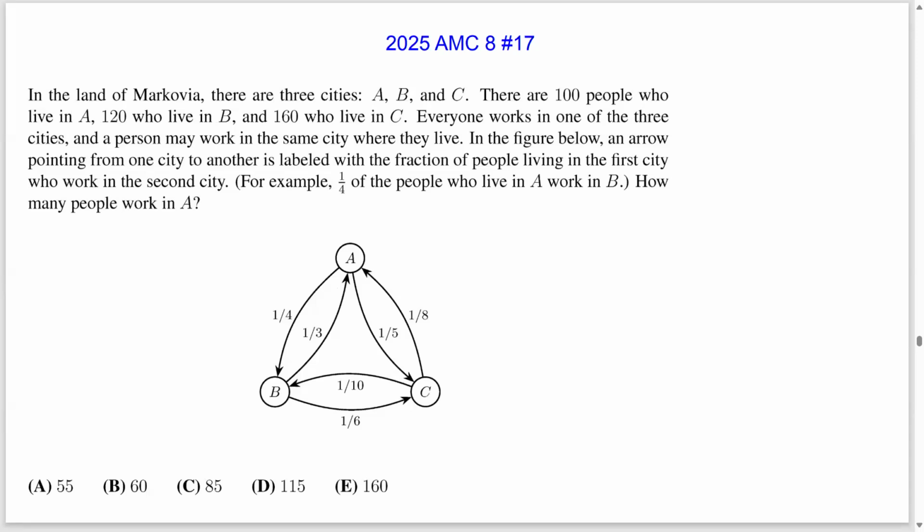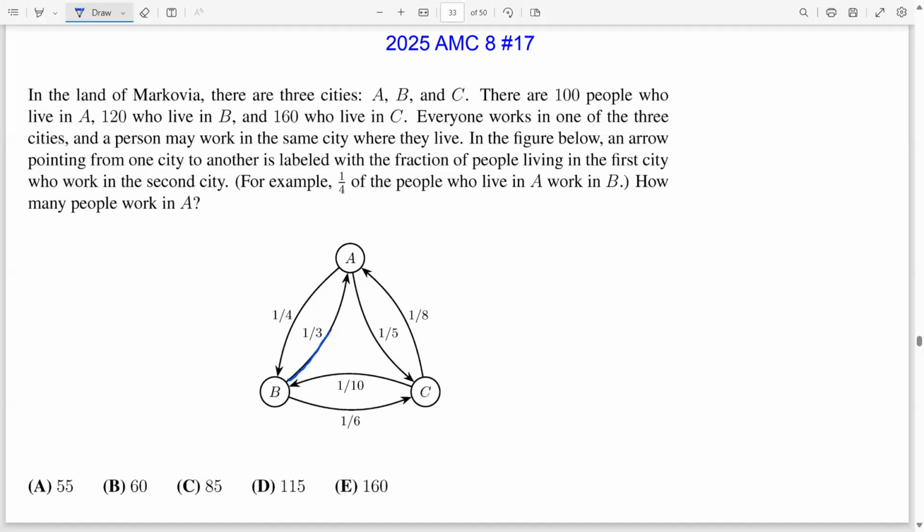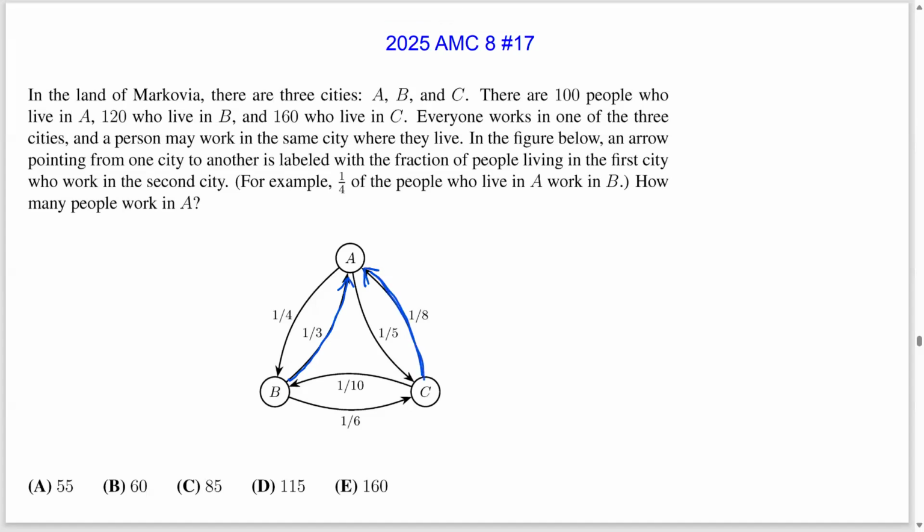So for this problem, we're going to want to consider not only the people that live in A that work in A, but we also need to consider people that live in cities B and C that work in A. And so these two arrows that are highlighted in blue, we're going to be using these arrows here.